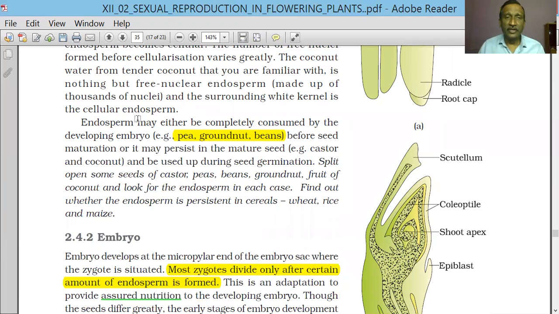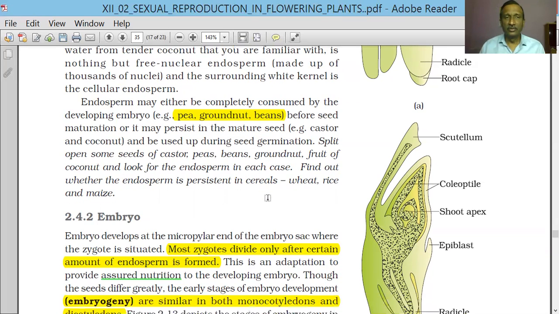Okay, come to next. Endosperm may be either completely consumed by the developing embryo, as in the case of pea, groundnut, and beans. These three examples you remember, learn them by heart. These are those examples in which the endosperm is completely consumed by the growing embryo itself before seed maturation, or it may remain persistent in the matured seed, as in the case of castor and coconut. So castor and coconut are two common examples in which the endosperm remains even after seed formation. So when we eat, we are even getting a certain amount of that endosperm. Okay, so then further activities are given for you. That is, you have to cut open some seeds, and you have to study whether they have endosperm or not.